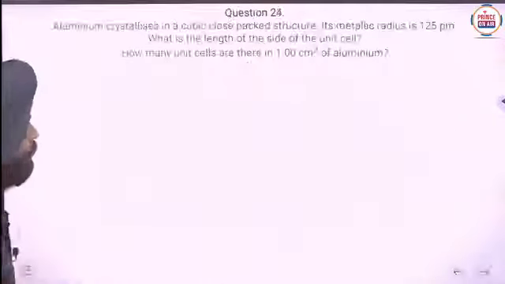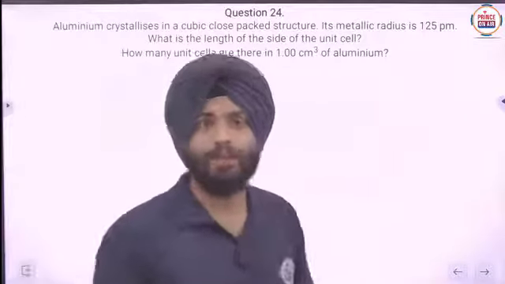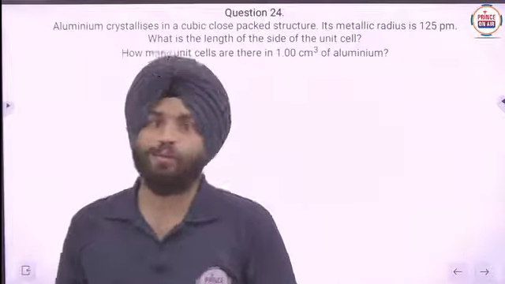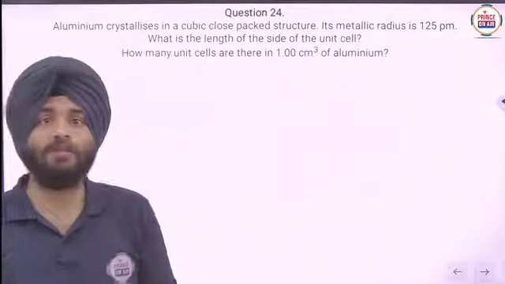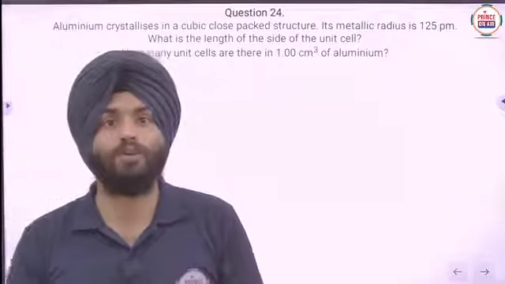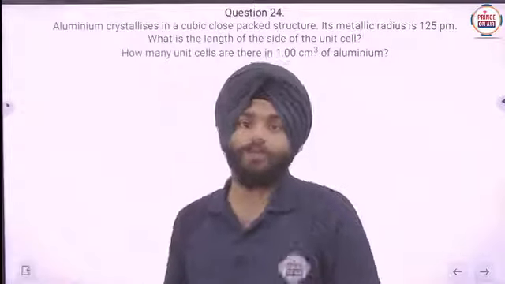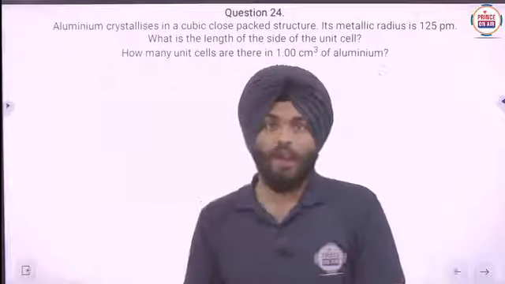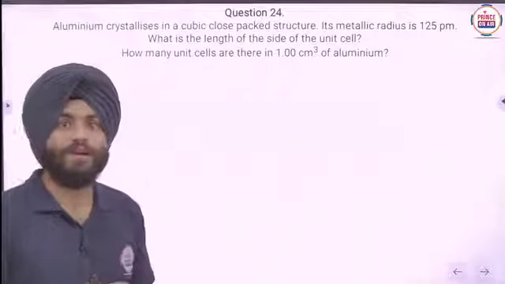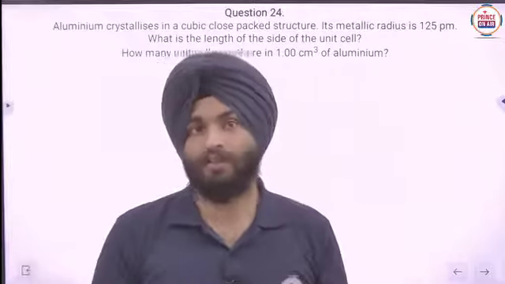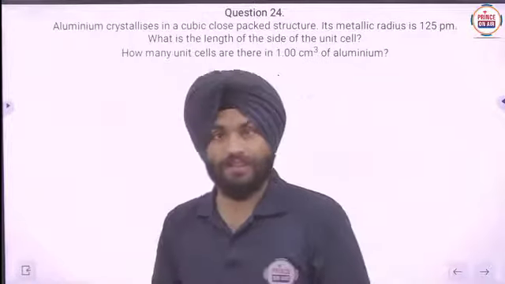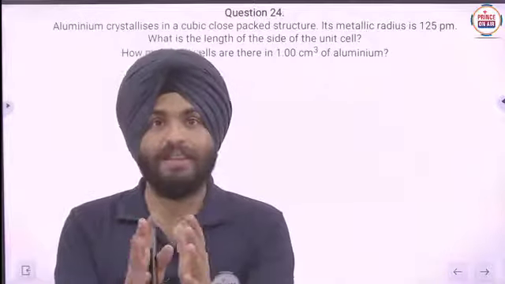during exams also. Now, next is: aluminium crystallizes in cubic close pack structure. Its metallic radius is 125 picometer. What is the length of the side of unit cell? How many unit cells are there in 1.00 cubic centimeter of aluminium? This is the important question here, and two questions were asked. Firstly we have to tell the length of the side of unit cell, and second, how many unit cells are there in 1 cubic centimeter of aluminium. Okay, so that is the main question here.